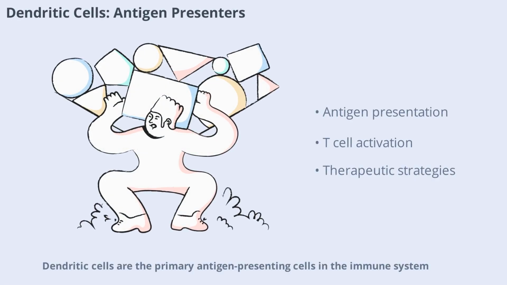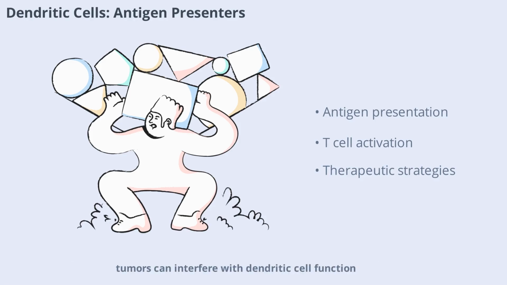Dendritic cells are the primary antigen-presenting cells in the immune system. They capture antigens from cancer cells and present them to T cells, initiating a targeted immune response. However, tumors can interfere with dendritic cell function, reducing their ability to activate T cells. Strategies to enhance dendritic cell activity are being explored as potential cancer treatments.